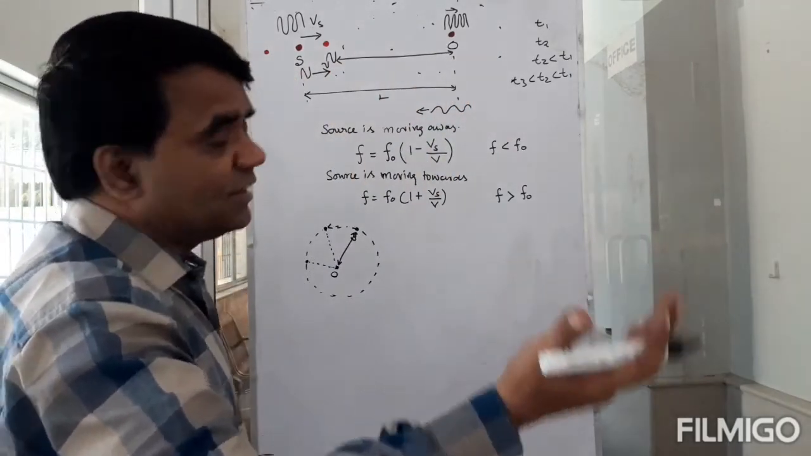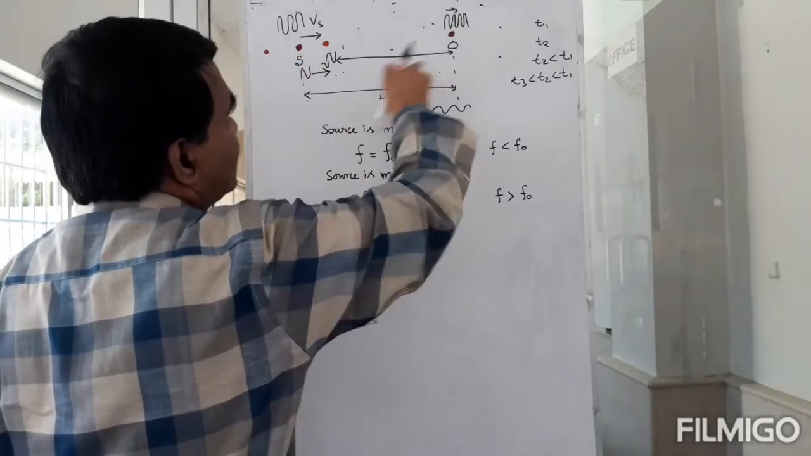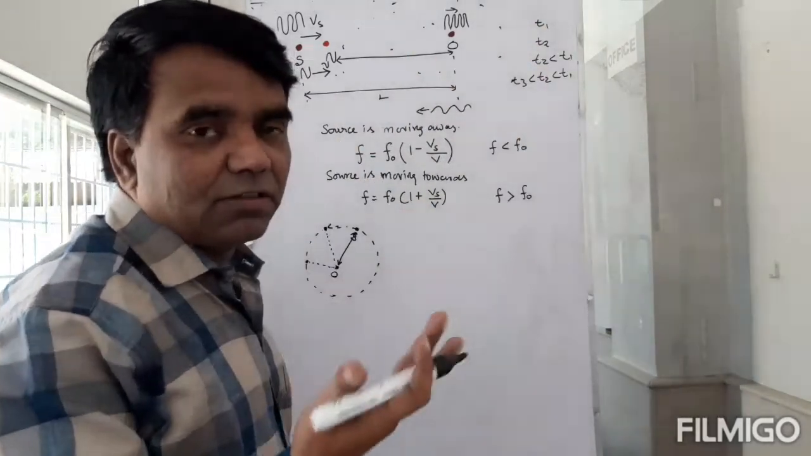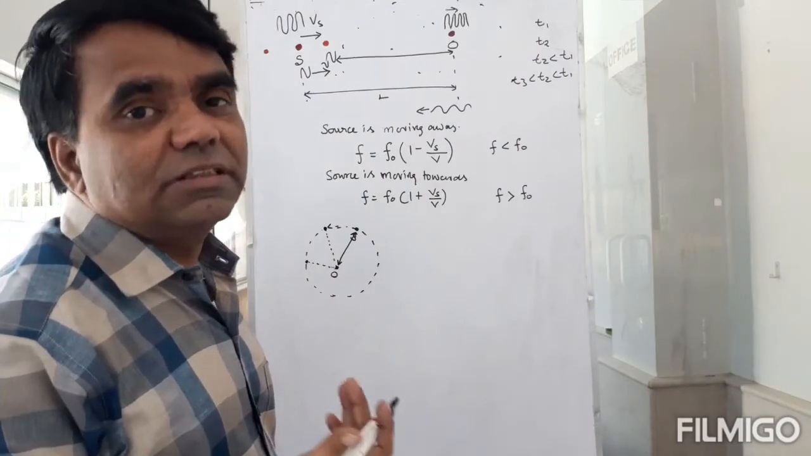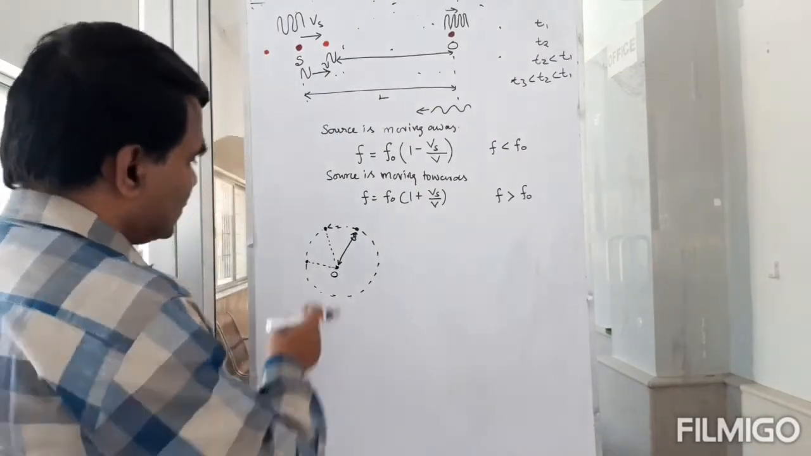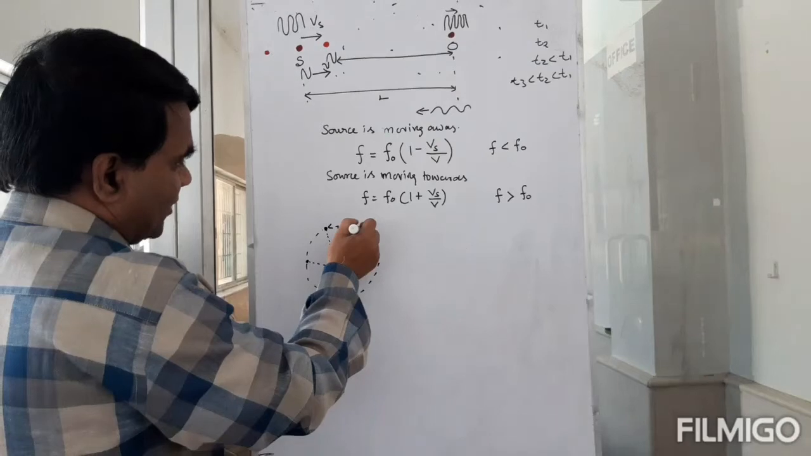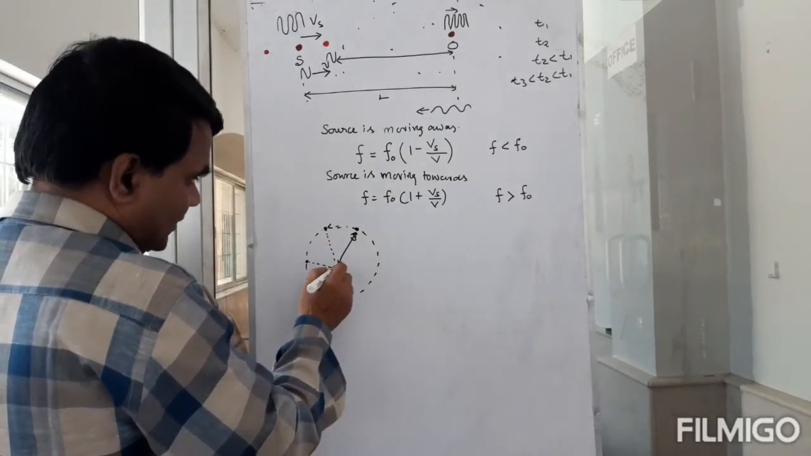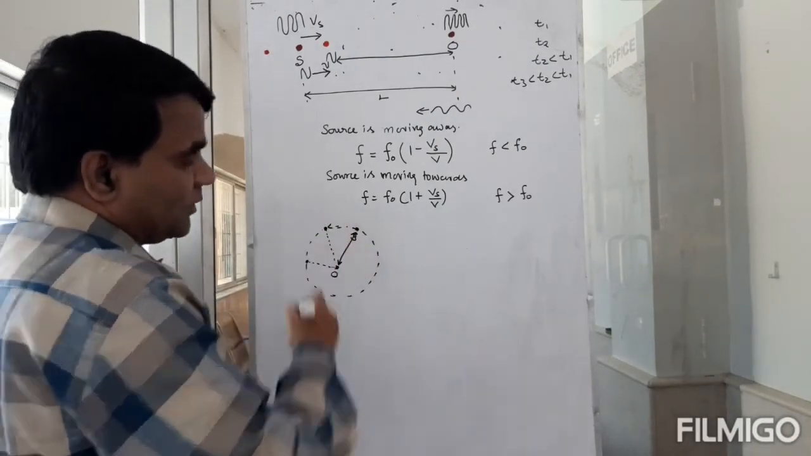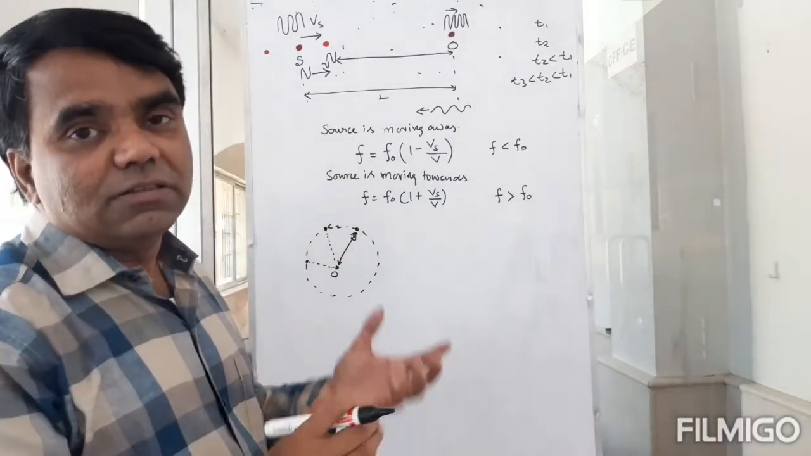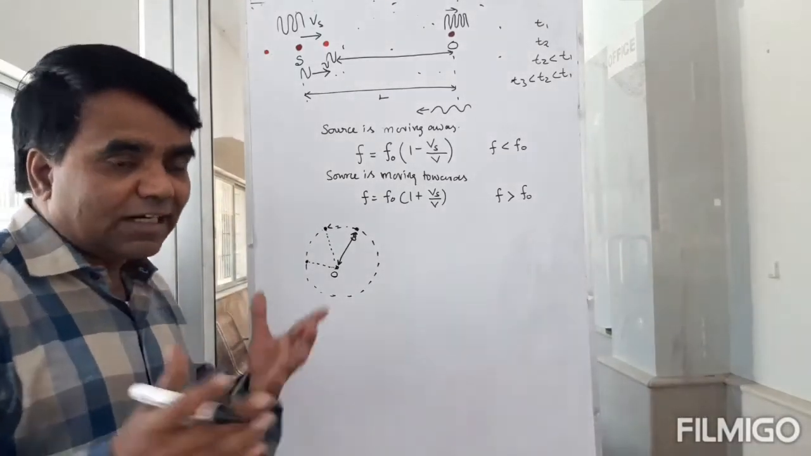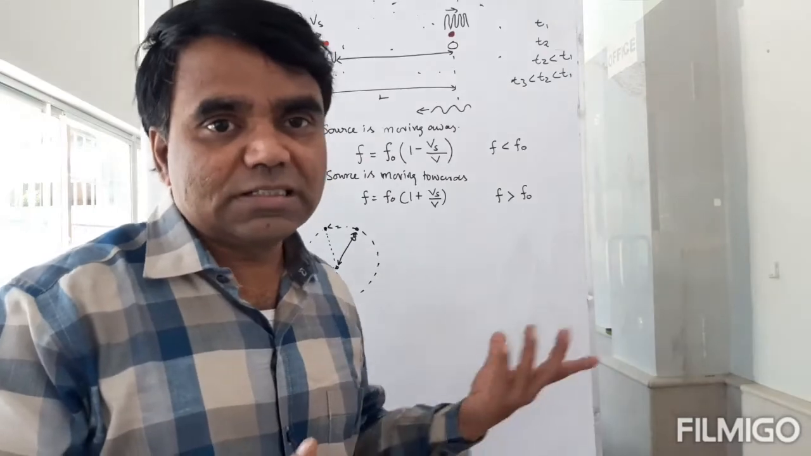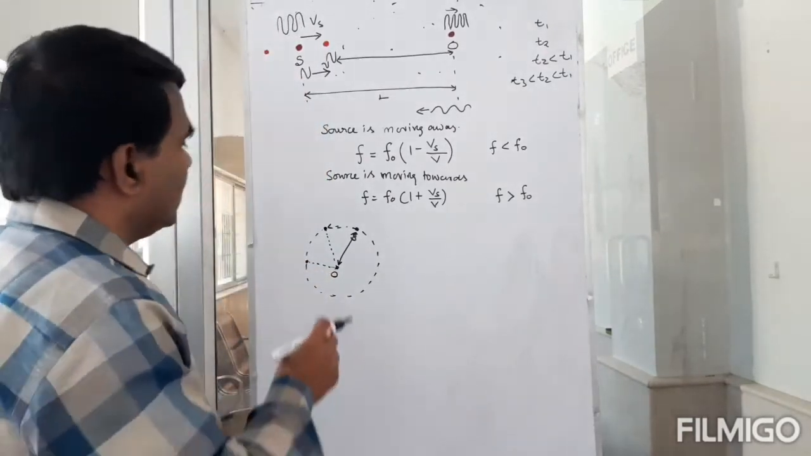I could have done it differently. The source remains stationary, the observer is moving. Both are pretty much the same. Likewise, I can have a source here and an observer here, or I can have the observer here and then the source here. But the logic is the same. The relative speed is what is important for us.